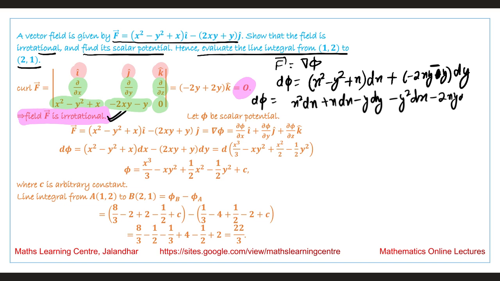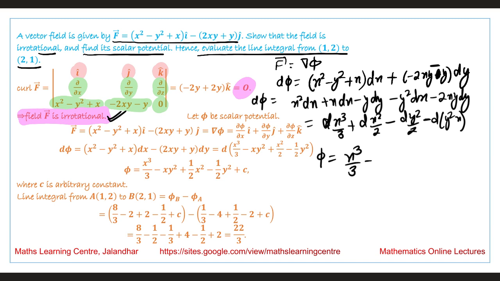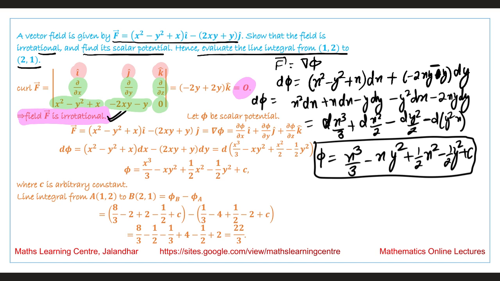and then minus 2xy dy, and we are writing this as equal to d(x³/3) plus d(x²/2) minus d(y²/2), and then this time the minus sign is common, this is d of (y²x). So we are writing the value of φ as x³/3 minus xy² plus 1/2 x² minus 1/2 y² plus c. So this is the value of the potential in this case.